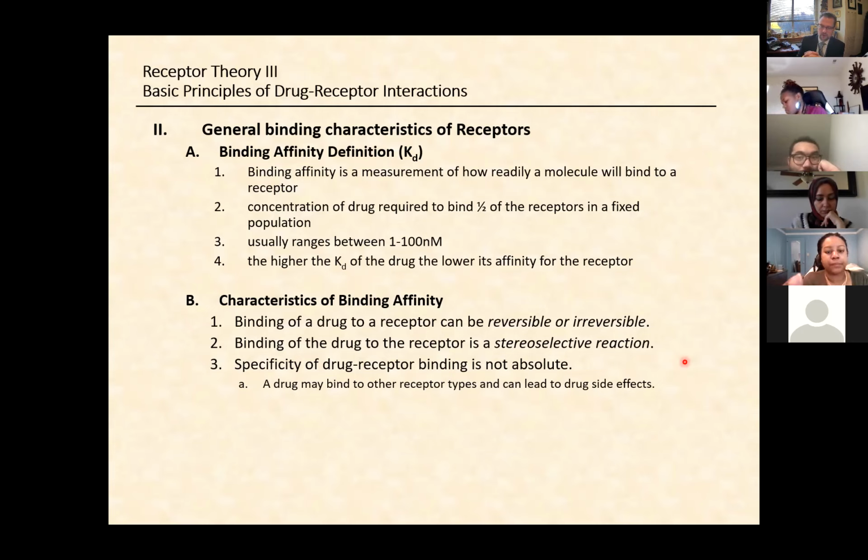So specificity of drug receptor binding is not absolute, meaning that most ligands, if presented with the right conditions, will bind to multiple types of receptors, okay? And one of those conditions is the amount of ligand that's present in the biological system, okay? The more ligand that's present in the system, the more likely that ligand is to bind to receptors that it's not supposed to. Okay. Any questions about that? Anybody? Okay.